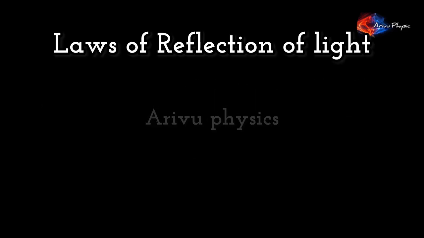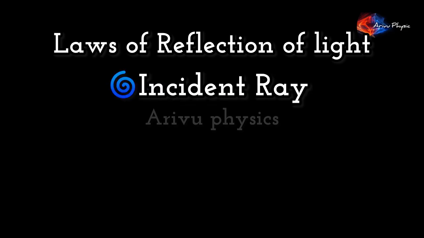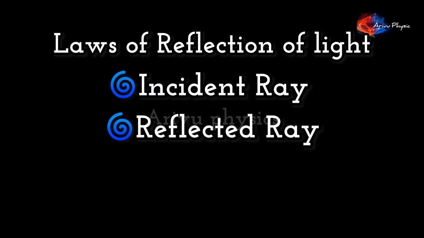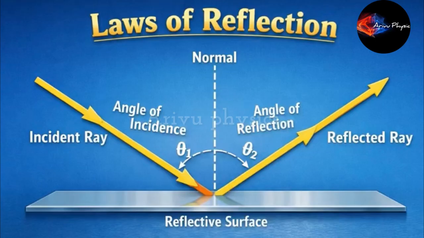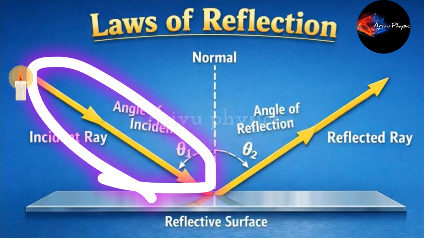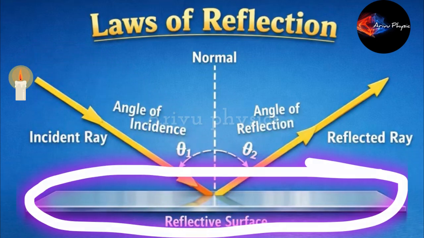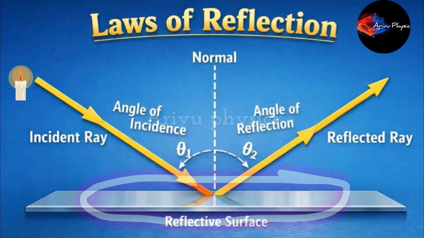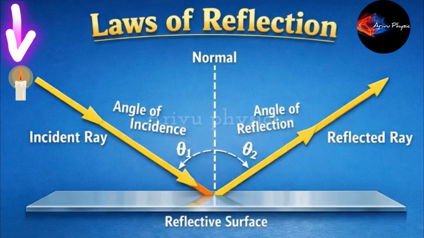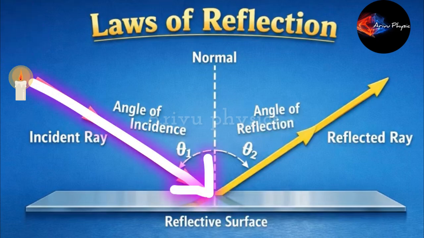Before stating laws of reflection, let's see what is an incident ray and a reflected ray. In this figure, here is the reflecting surface, and here we kept a source of light, and this is the ray which is coming from the source of light. So, incident ray is the ray of light that falls on a reflecting surface from a source of light before it gets reflected. So, in this figure, this is our incident ray.